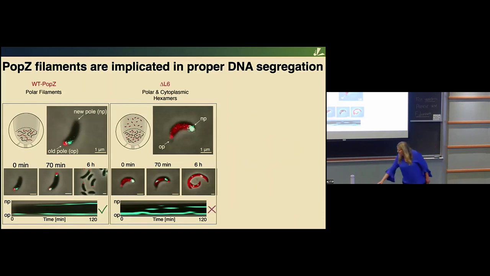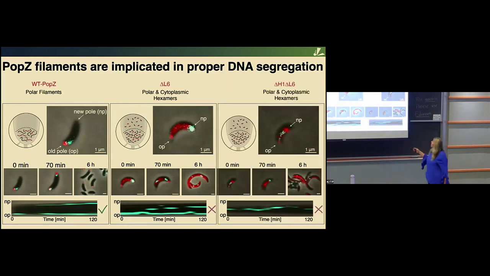So we've done a control where we express this delta 6, but with delta H1, meaning that the clients can bind. Okay, the clients can bind, but we are going to alter the ultrastructure of the condensate, which is the important thing. Still, we get no growth. So what delta 6 is doing is altering the ultrastructure of the POB-Z condensate in a way that doesn't allow for DNA segregation to happen.